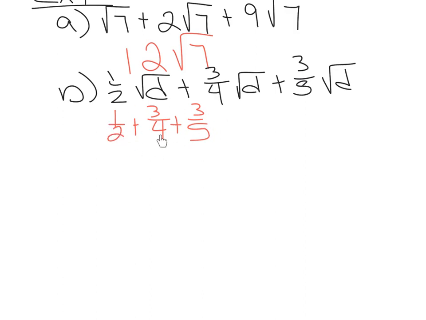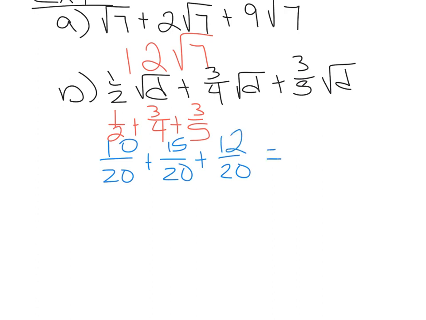To add these, they all have to have the same denominator. So the common denominator for 2 and 4 and 5 is 20. So we're going to change these all to a denominator of 20. To get a new numerator, you multiply. 2 times 10 makes 20, so 1 times 10 gives me 10 on the top. 4 times 5 makes 20, so 3 times 5 gives me 15 on the top. 5 times 4 makes 20, so 3 times 4 makes 12.